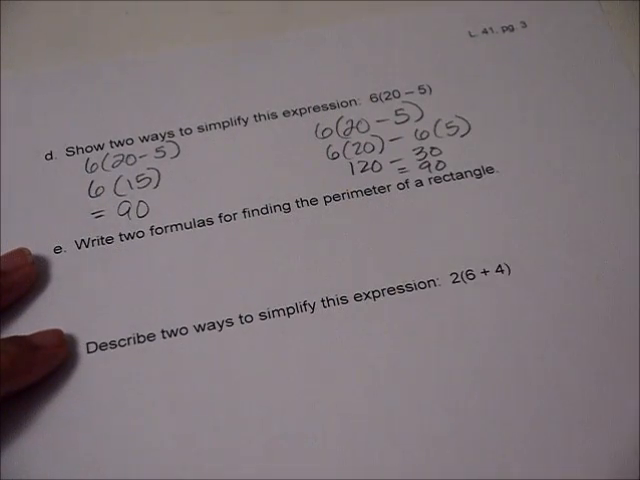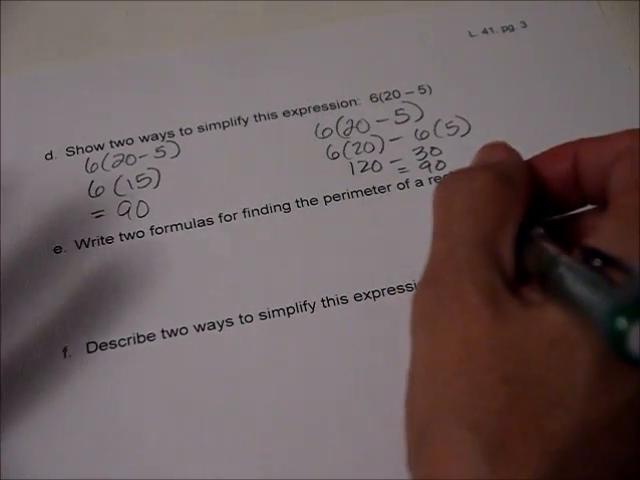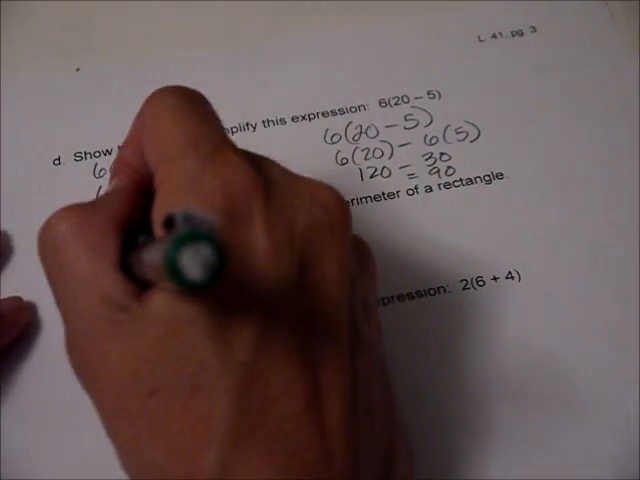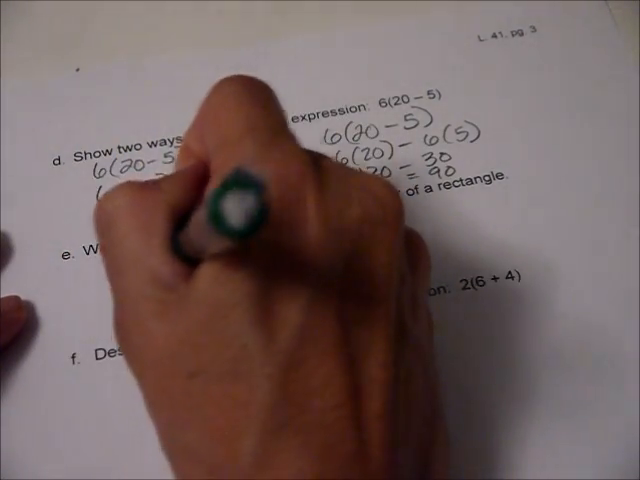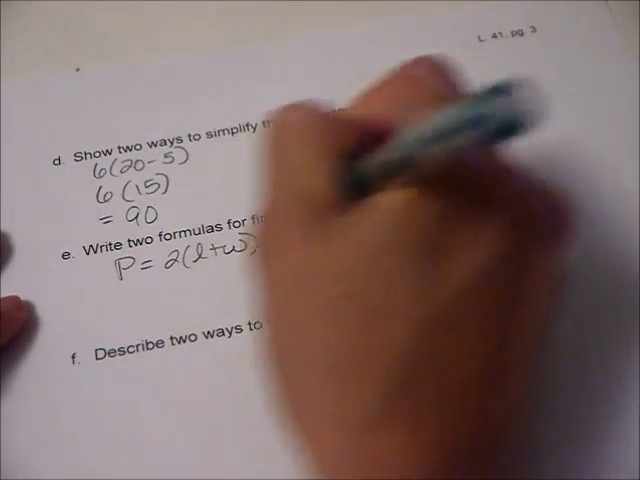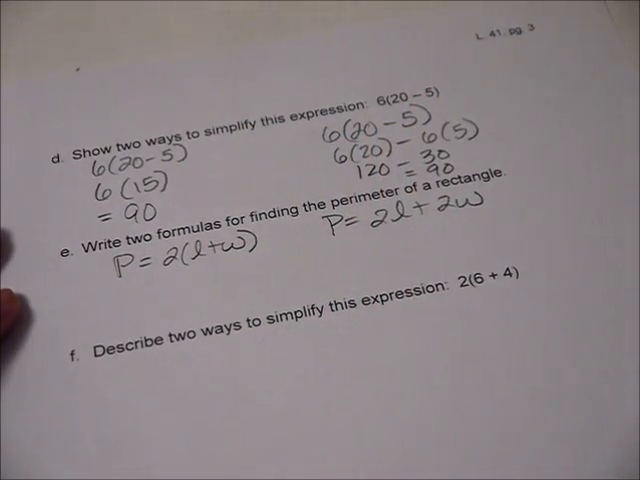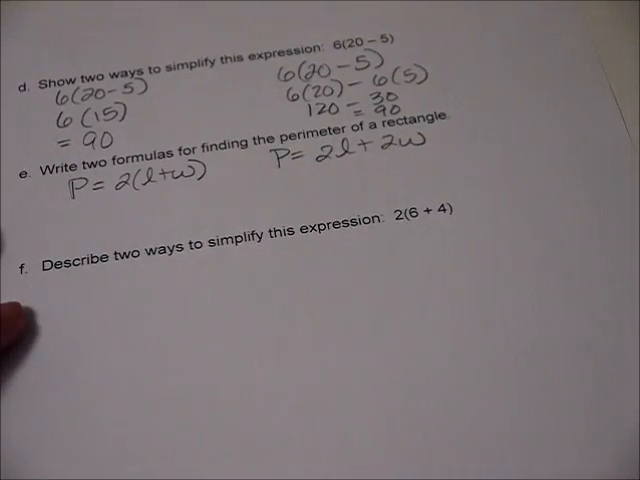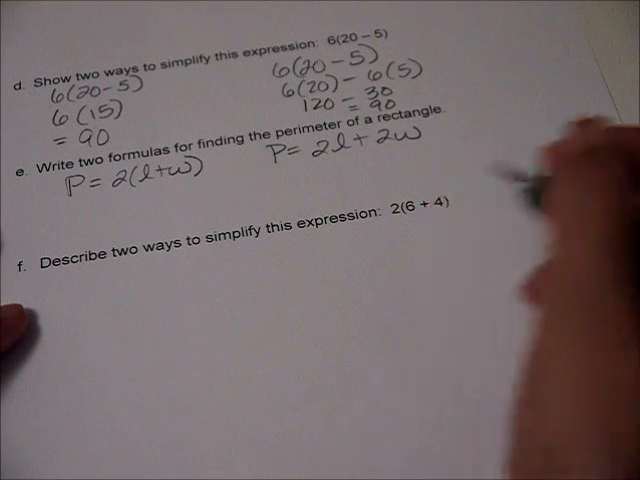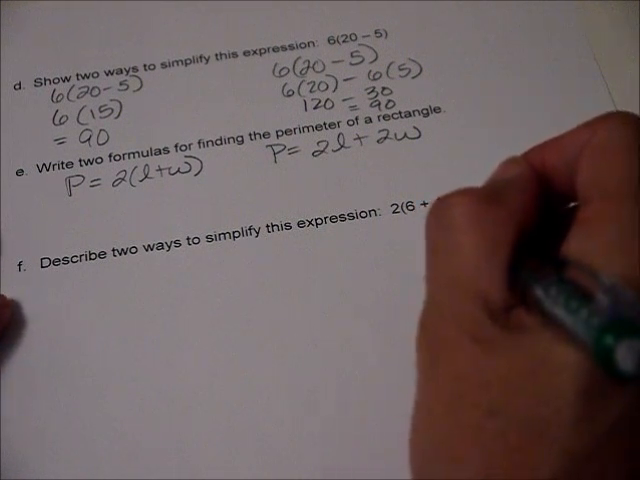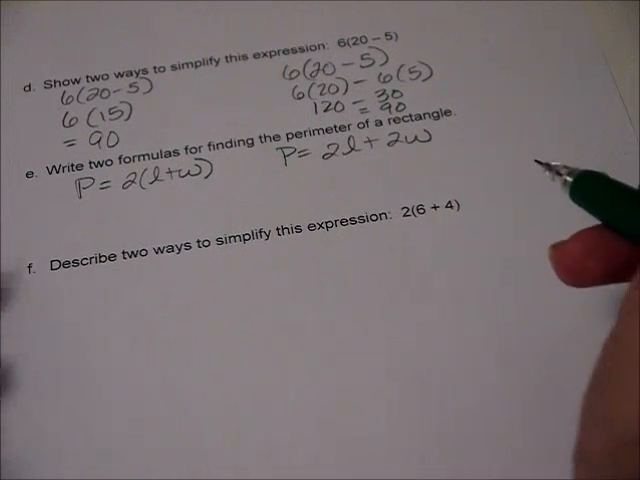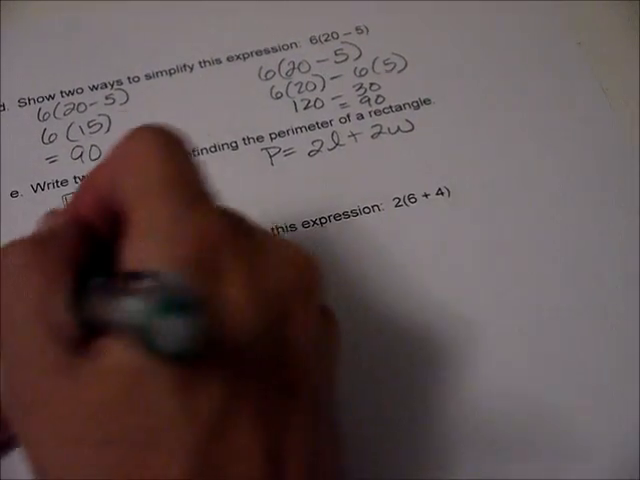All right, find two formulas for finding the perimeter of a rectangle. Don't look back. Hopefully you didn't look back. So here's one. And here's the other. And the last one, describe two ways to simplify 2 times the quantity 6 plus 4. So how do we describe that?